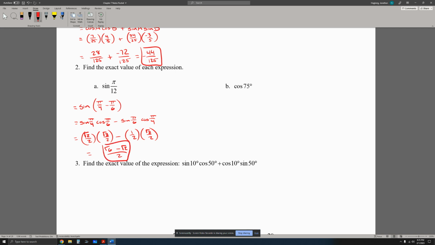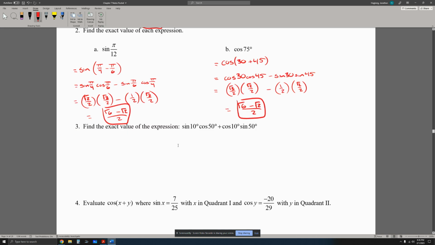Okay. Cosine of 75 is equal to the cosine of 30 plus 45. So this is equal to the cosine of 30 cosine of 45 minus the sine of 30 sine of 45. So that's equal to the cosine of 30 is root 3 over 2, cosine of 45 root 2 over 2, sine of 30 1/2, sine of 45 root 2 over 2. So this is equal to square root of 6 minus square root of 2 all over 4.